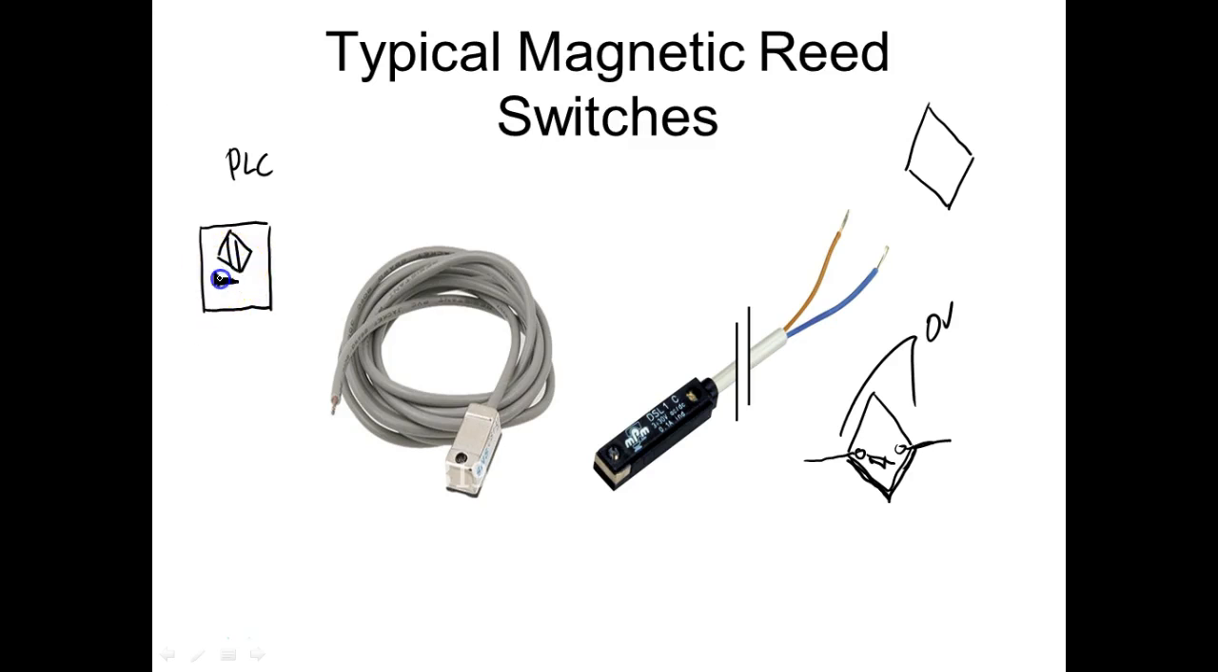So if it's got this trough, that means it's a magnetic sensor. It senses a magnetic field. So I don't want to put it's a magnetic sensor because technically it's not. It senses a load.